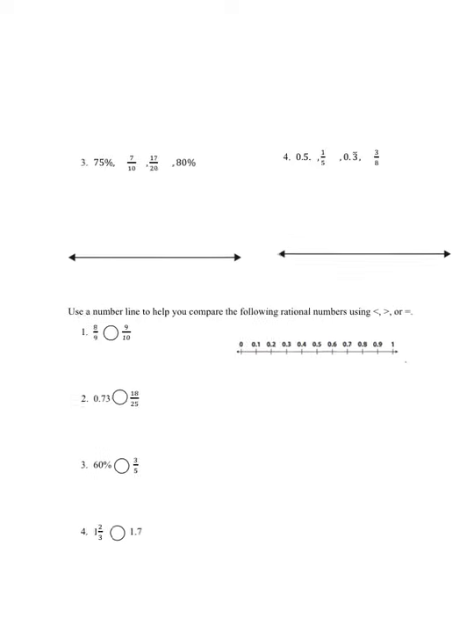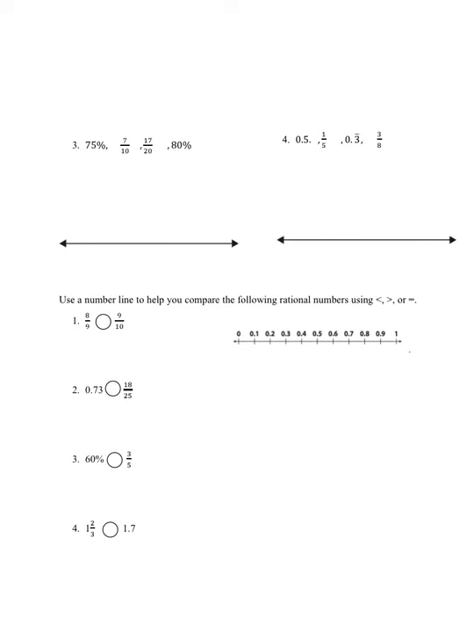Number 3. 75% means 0.75. 7/10 is 0.7. 17 out of 20, fraction to decimal. You can divide to get the decimal, but today I'm going to show you another way to get 17 over 20 into a decimal.